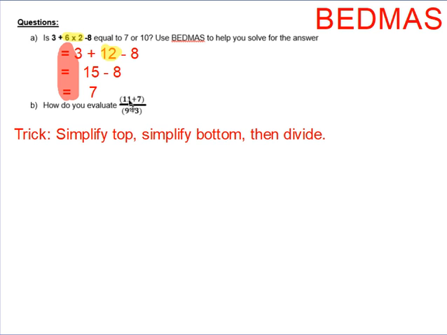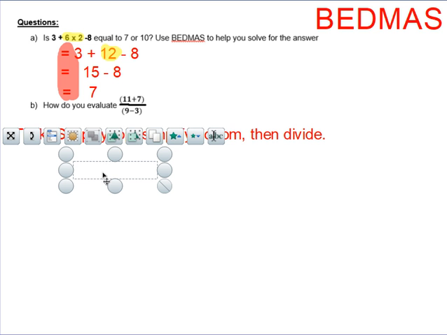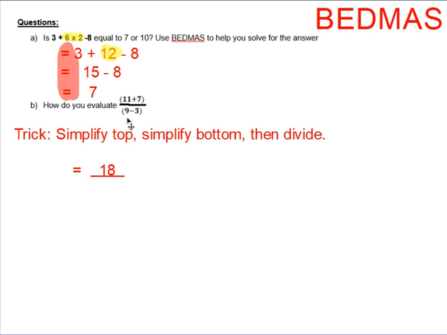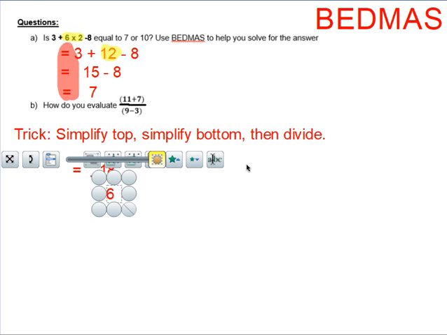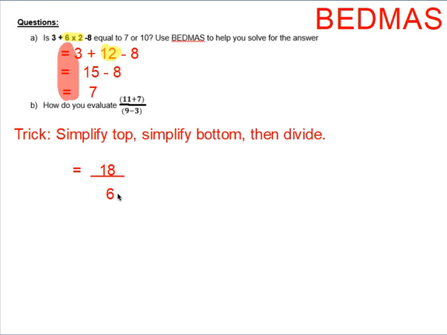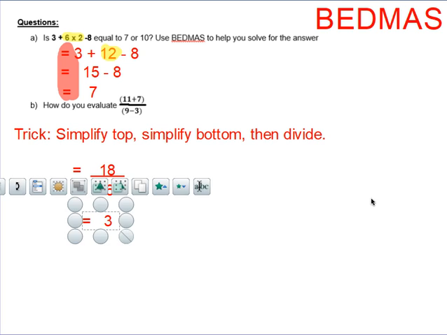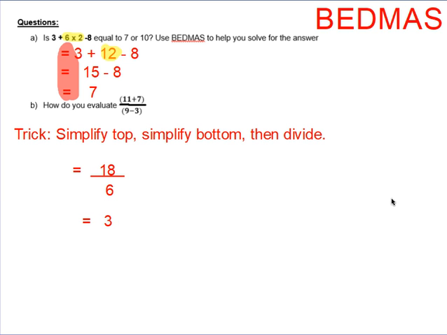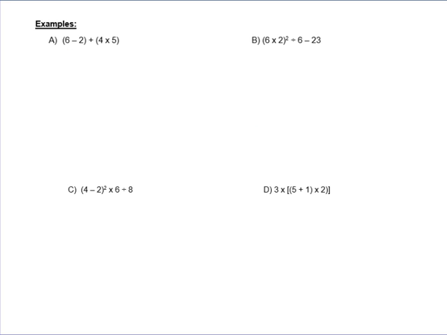So in the brackets here, 11 plus 7, let's go ahead and do that. 11 plus 7 is 18 over 9 minus 3. We get 6. Whoops, I clicked the wrong thing there. Okay, so we have 18 on the top, 6 at the bottom. Next we can divide 18 divided by 6, which is just 3. Good. Almost done. This is the last bit.